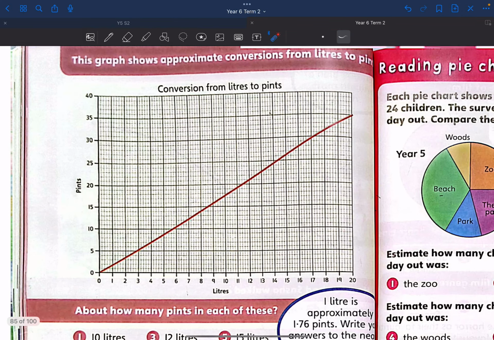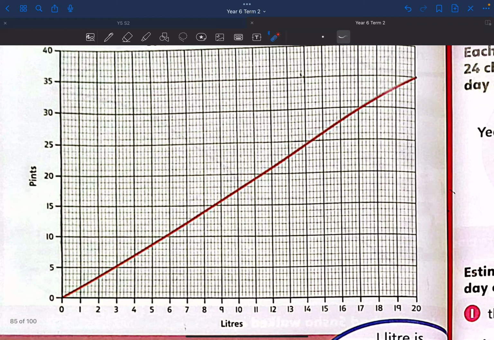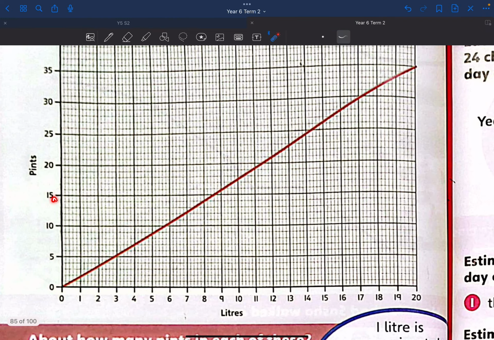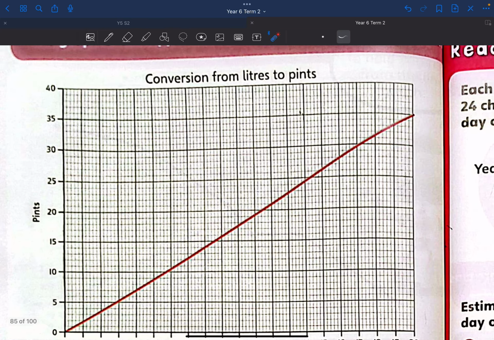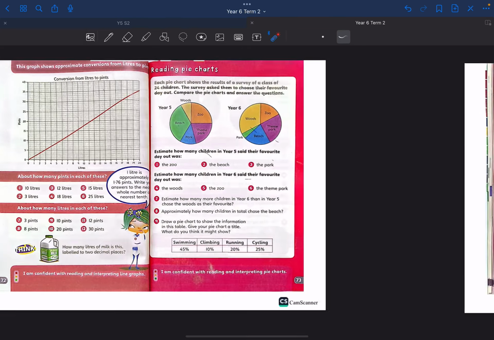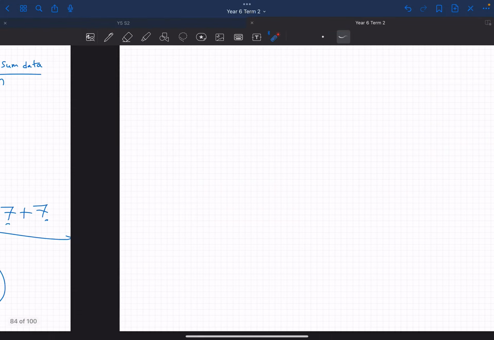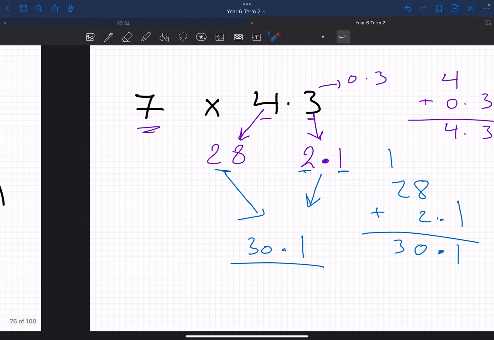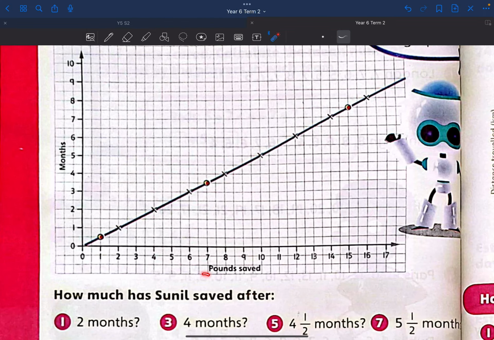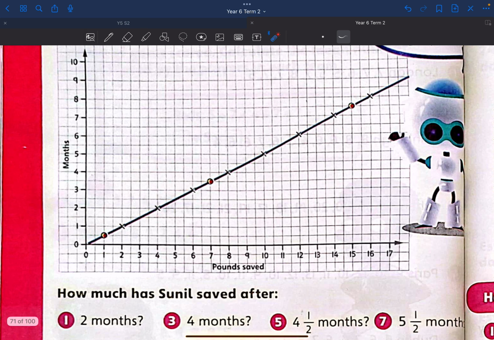Reading line graphs. Let's go to page 70, this one here. When you read a line graph, you will look at two things, the X line and the Y line. This is the X-axis and this is the Y-axis. Here, a relation between pounds and months. Pounds saved, like saving money.